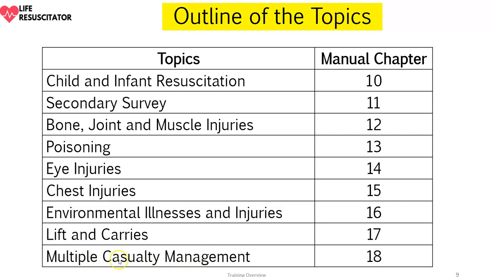So this relates to when there are multiple people in need. How do you go about that? If you have 2, 3, 4, 5 or more people who have been involved in some emergency and they need help. So this topic will tell us how to go about managing such multiple casualty situation. And in your book, in the manual, that is chapter 18.